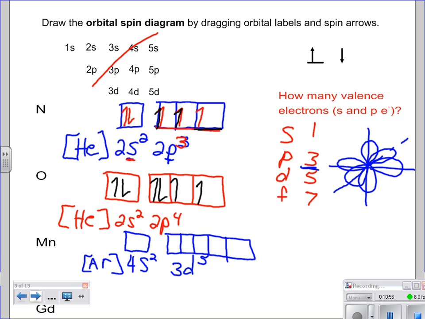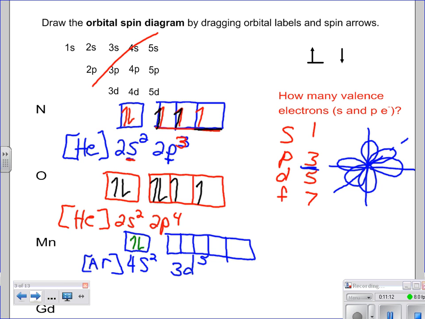So now it's time for those arrows, which are representing our electrons. We've got 2 electrons in our 4S, so they're happy as can be. According to Pauli's, they can't be spinning in the same direction. They're going in opposite directions. We do the up arrow first, then the down arrow.